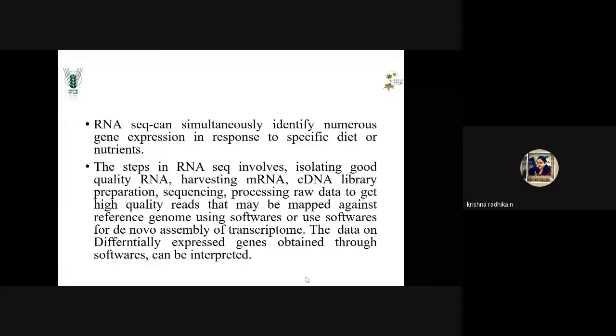This problem is overcome in RNA-seq technology, which is an NGS-based technology. It can simultaneously identify numerous gene expressions in response to specific diet or nutrients. The steps in RNA-seq involve isolating good quality RNA from the targeted sample, harvesting the mRNA, construction of a cDNA library, sequencing, and processing the raw data to get high quality reads that may be mapped against the reference genome if it is available, or otherwise can be used for de novo assembly of the transcriptome. The data on differentially expressed genes obtained through software can be further interpreted.